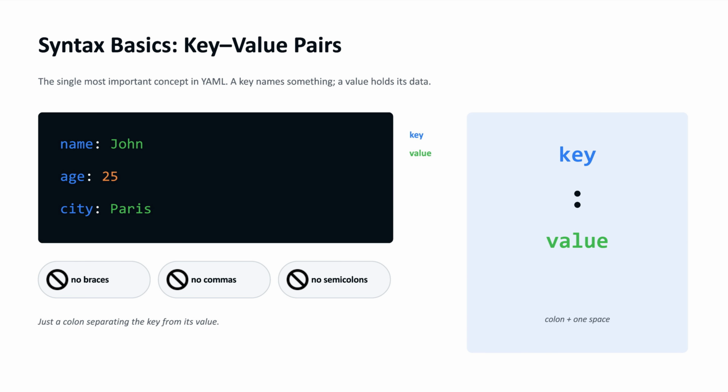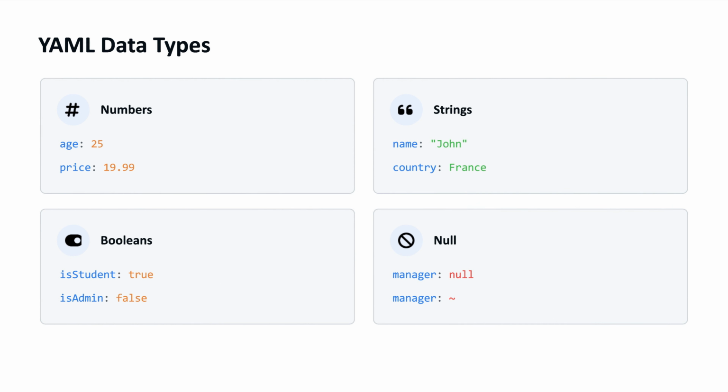Let's talk now about YAML data types. YAML supports several basic data types. We're going to start with numbers. These can be integers like age: 25, or floating point numbers like price: 90.99. Or we can have strings. Strings represent text. They can be written with quotes like name: "John", or without quotes like country: France, unless the text contains special characters.